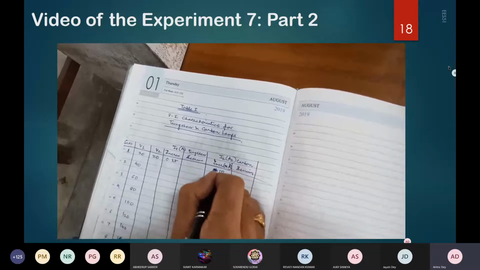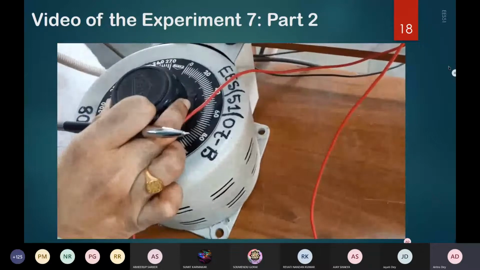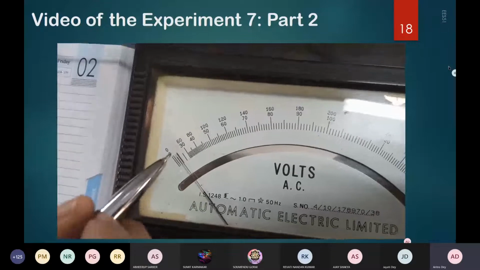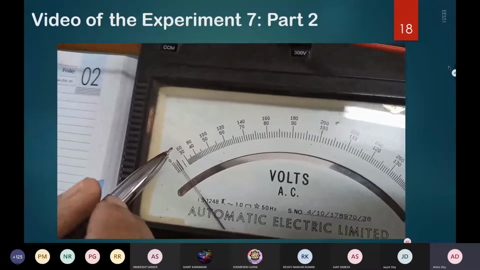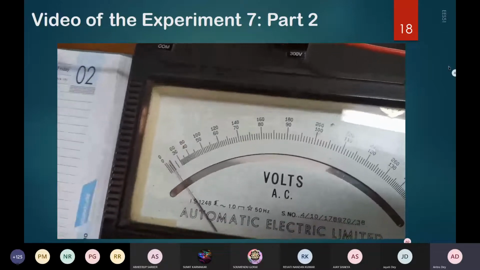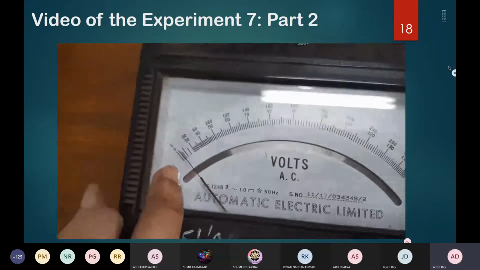Okay, so let us now gradually increase the voltage, so let us go to 40. Again here it is not very well understood what the difference is. From 60 onwards it will be clearly visible if we keep on increasing. So for 40 also, let us take the reading like this. Here it is 40, and in the V2 voltmeter it is at the same position.